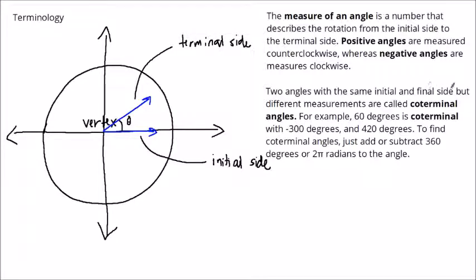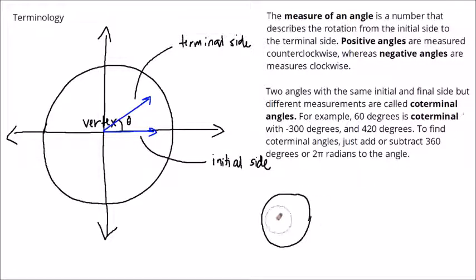Two angles with the same initial and final side but different measurements are called coterminal angles. So, for example, if I rotate 360 degrees, 0 is coterminal to 360 because a 360 degree rotation is the same thing as a 0 degree rotation. It lands you in the exact same spot. 60 degrees is coterminal with minus 300 because 60 is like this spin, and minus 300 is a clockwise spin. Boom, you get the exact same place.